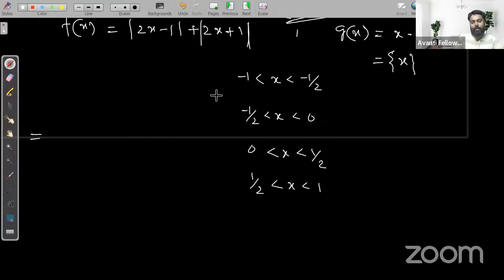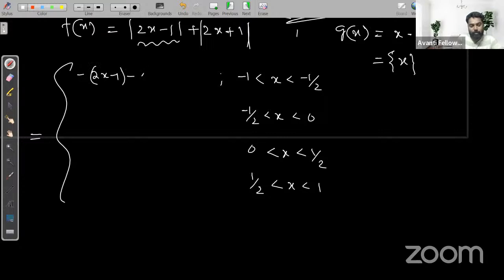Okay, so let's see. When x is in between minus 1 to minus 1 by 2, you can take any point in between minus 1 to minus 1 by 2. So how will this mod open, beta? Tell me how this function will open. It will be opening with a negative sign. So this will be minus of 2x minus 1 minus of 2x plus 1. So basically it is giving you minus of 2x minus of 2x, that is minus of 4x.